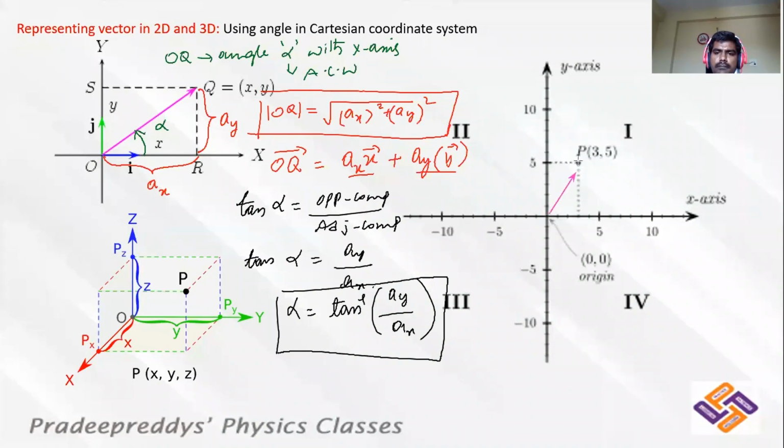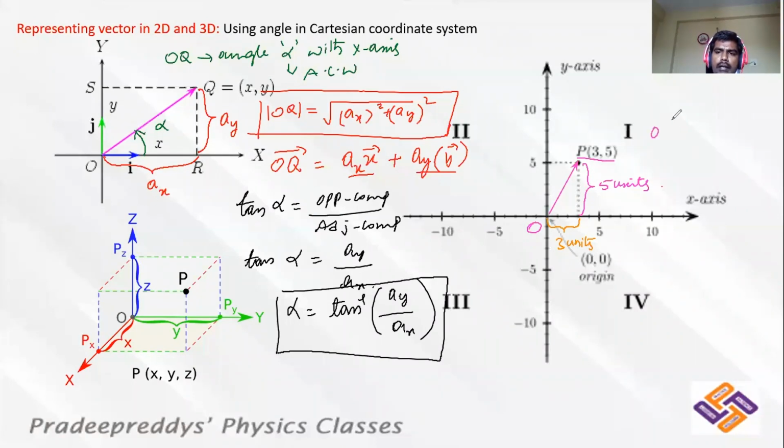This is the vector, and I name this vector OP. This is the origin and this is P. Now when you see this vector, clearly in the Cartesian coordinate system, it is projecting some length along the x-axis. How much length is it? 3 units. Similarly, it is projecting some length along the y-axis. How much length is it projecting? 5 units, right?